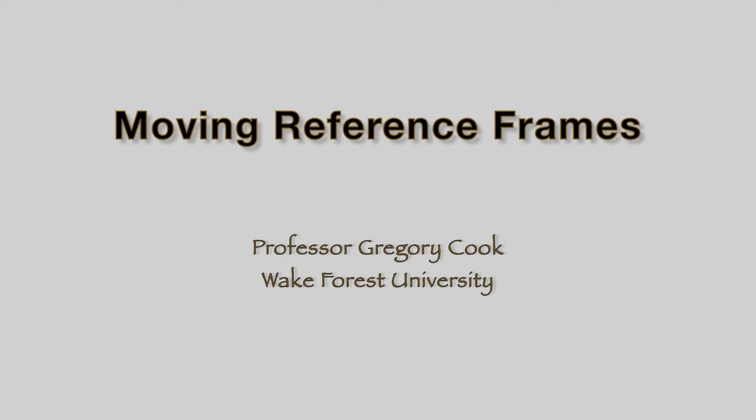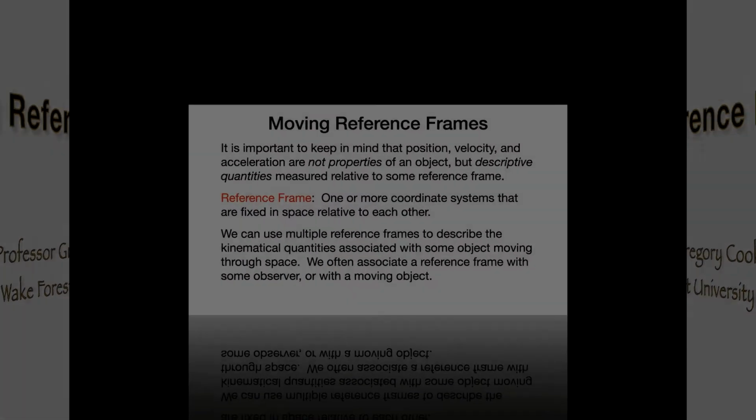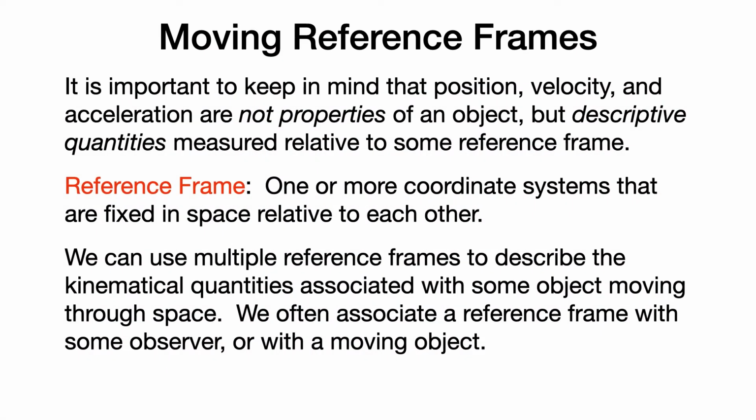In this module, we're going to be considering moving reference frames. It is important to keep in mind that position, velocity, and acceleration are not properties of an object, but are instead descriptive quantities measured relative to some reference frame. A reference frame, well, it's one or more coordinate systems that are fixed in space relative to each other.